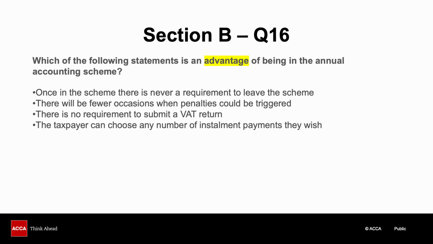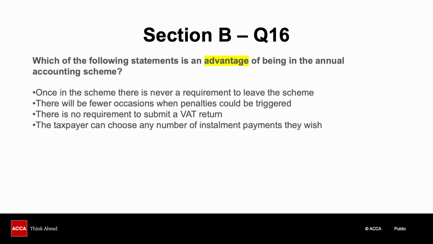So we start off with a reasonably straightforward narrative question asking us which of the following statements is an advantage of being in the annual accounting scheme. Note the use of the word advantage. You need to be really clear what it is you're looking for, so be very careful when you're reading. We've got 4 options there. We're going to choose one of these as an advantage of the annual accounting scheme. Are there any that you can quickly eliminate? Can you cut down the number that you're having to choose from if you're unsure in an exam situation?